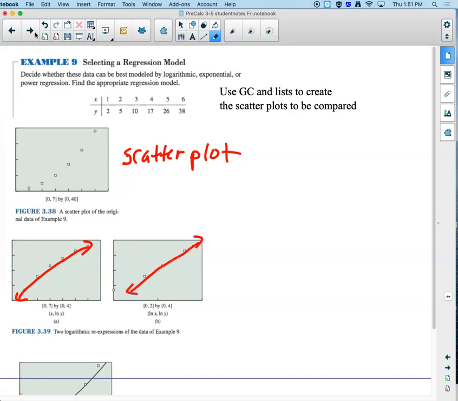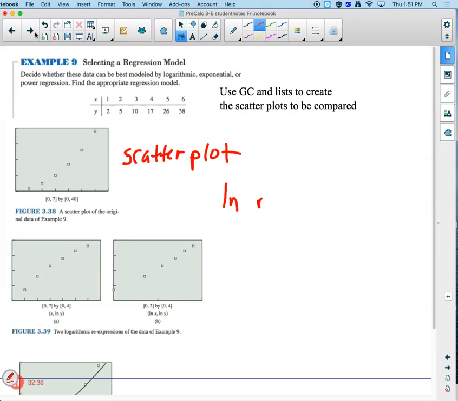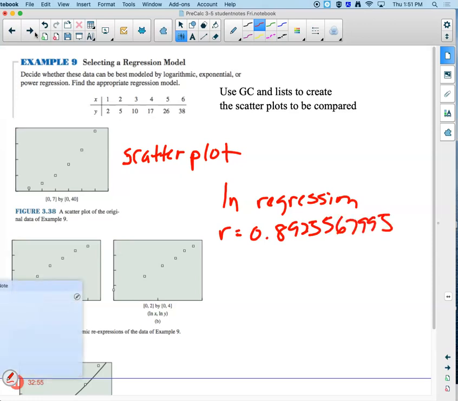Now, what were they hoping for? They were hoping for a straight line. They were hoping that everything would line up perfectly. And if you do the natural log regression on your calculator, which I'm not going to have you waste your time on, the R value comes out to 0.89255679995. So that does say there's a little bit of room for error here. We really want that to be as close to 1 as we possibly can.